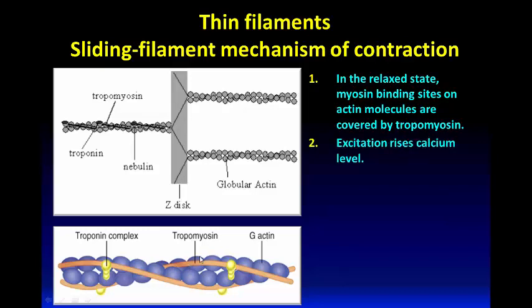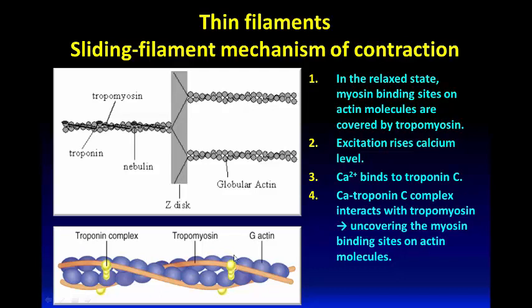So when the myocytes are excited and we have calcium-induced calcium release from the sarcoplasmic reticulum, and a rise in the intracellular concentration of calcium ions, calcium binds to troponin C. When this happens, the calcium-troponin C complex interacts with tropomyosin, and this results in uncovering of the myosin binding sites on the actin molecules, and now the binding sites on the actin molecules are ready for the myosin heads to bind to.